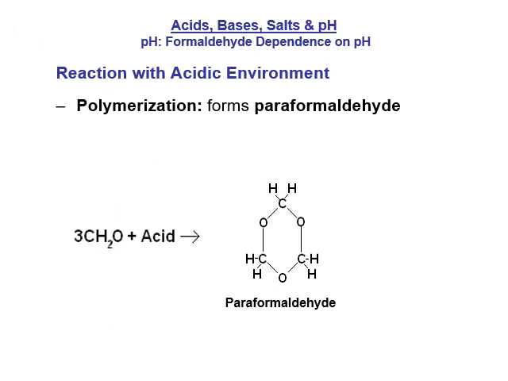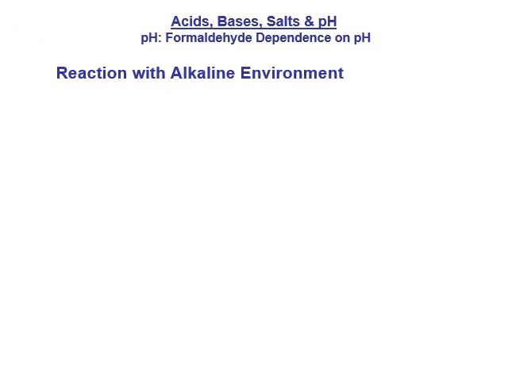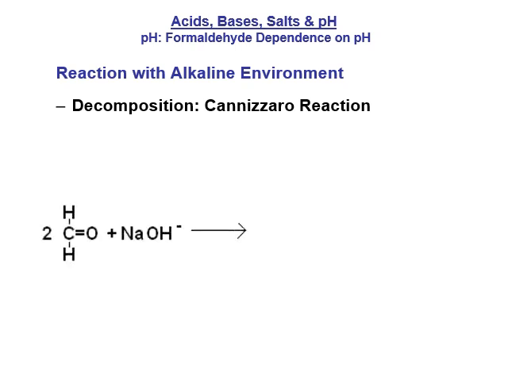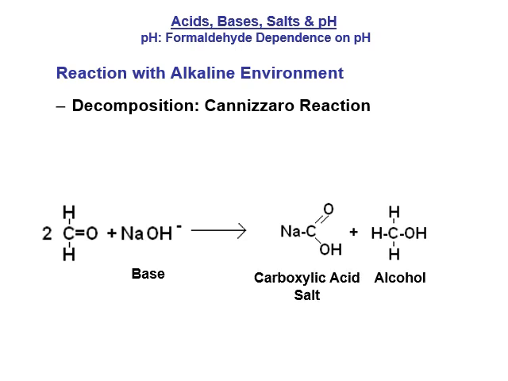If you put formaldehyde in an alkaline environment or basic environment, it'll actually start to decompose. So not neutralize, that's not the right word, but it will actually fall apart. That process is called the Cannizzaro reaction. What you're going to get, so again, this is formaldehyde here. This is sodium hydroxide, a pretty strong base. What you're going to get out of this is a carboxylic acid salt and an alcohol. That's what they always form.